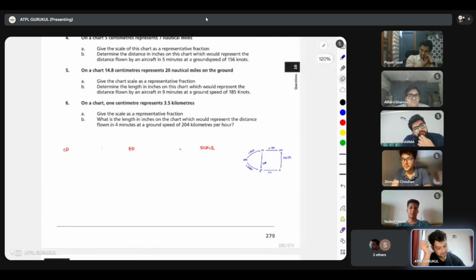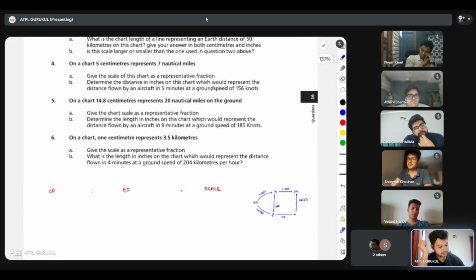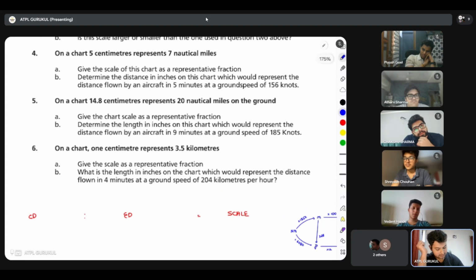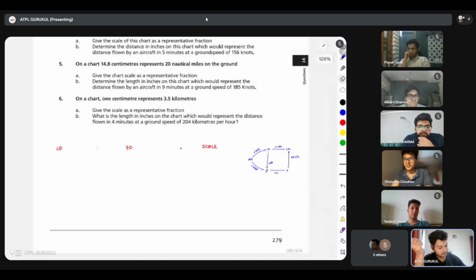On a chart, 14.8 centimeters represent 20 nautical miles on ground. When I read this question, on a chart this many centimeters, I know that is chart distance. And 20 is earth distance, on the ground. So simple. Whenever I get two of these values, I'm removing this bullet.